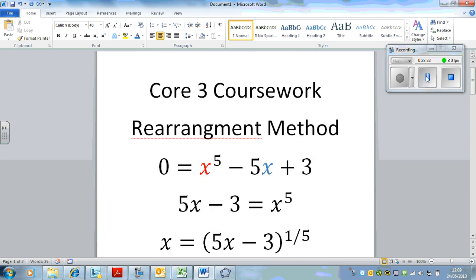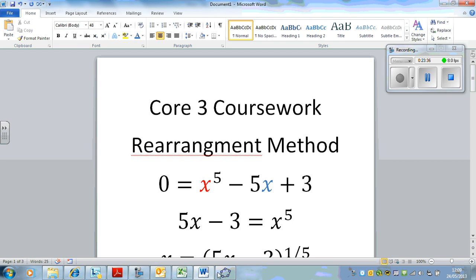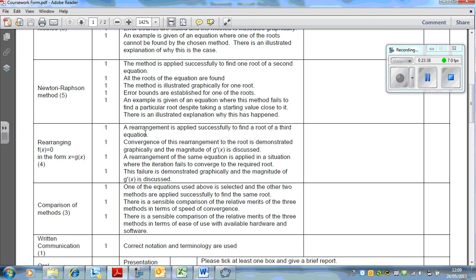So that is effectively the rearrangement method. Let's have a look at the criteria here. A rearrangement is applied successfully to find the root of the third equation. Convergence of the rearrangement to the root is demonstrated graphically, and the magnitude of g dash of x is discussed. Right, we talked about that. A rearrangement of the same equation is applied in a situation where the iteration fails to converge to the required root. Now, we actually did that first, but it doesn't matter which order you do. The first rearrangement didn't work, but the second arrangement did. The failure is demonstrated graphically, and the magnitude of g dash of x is discussed.